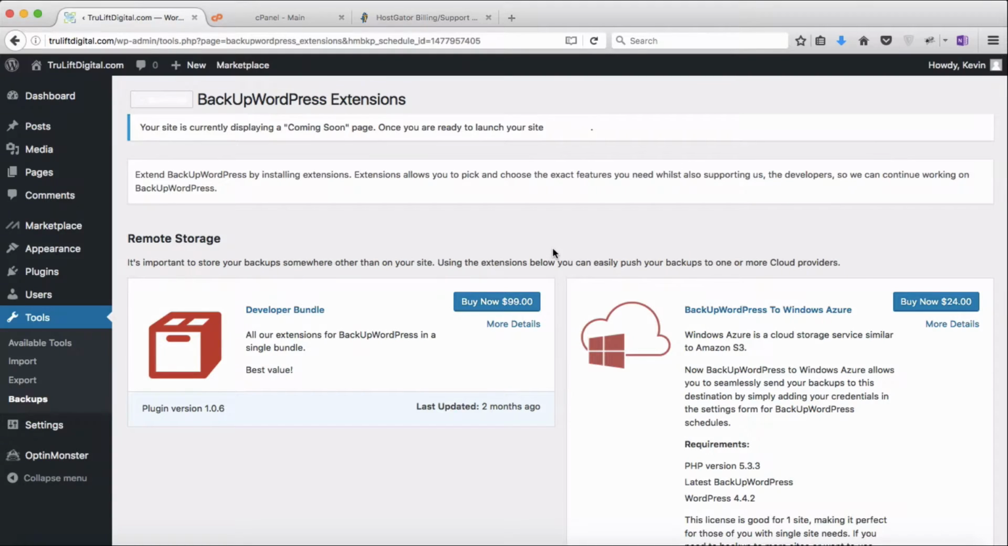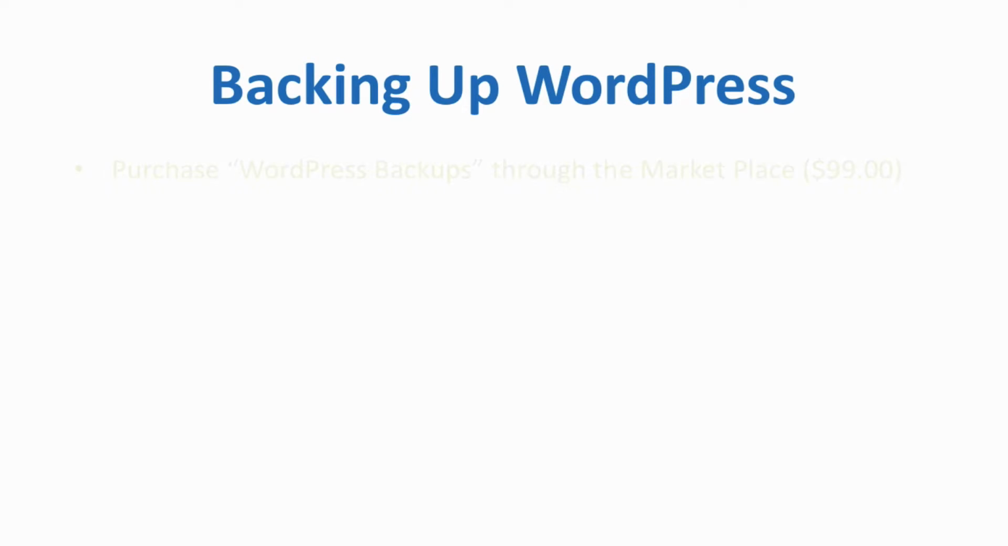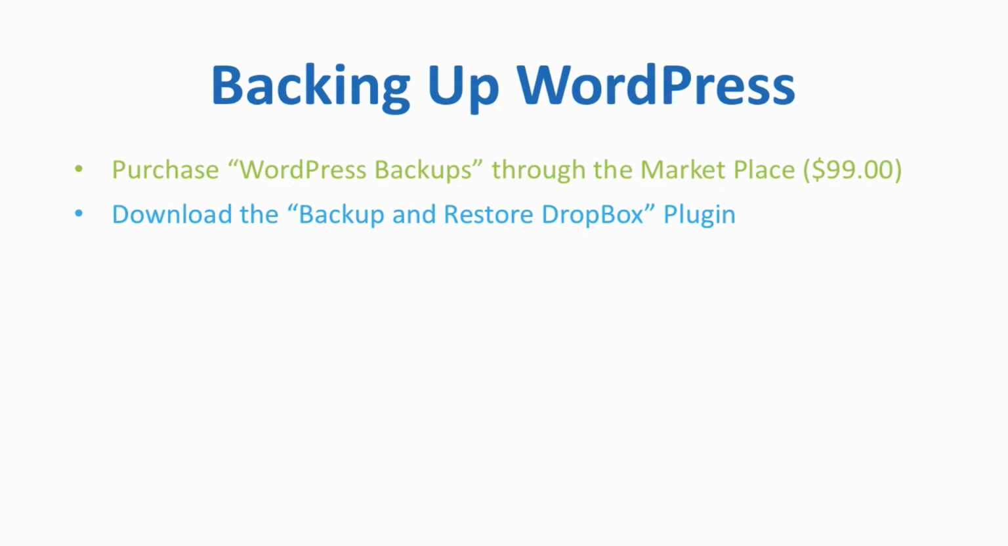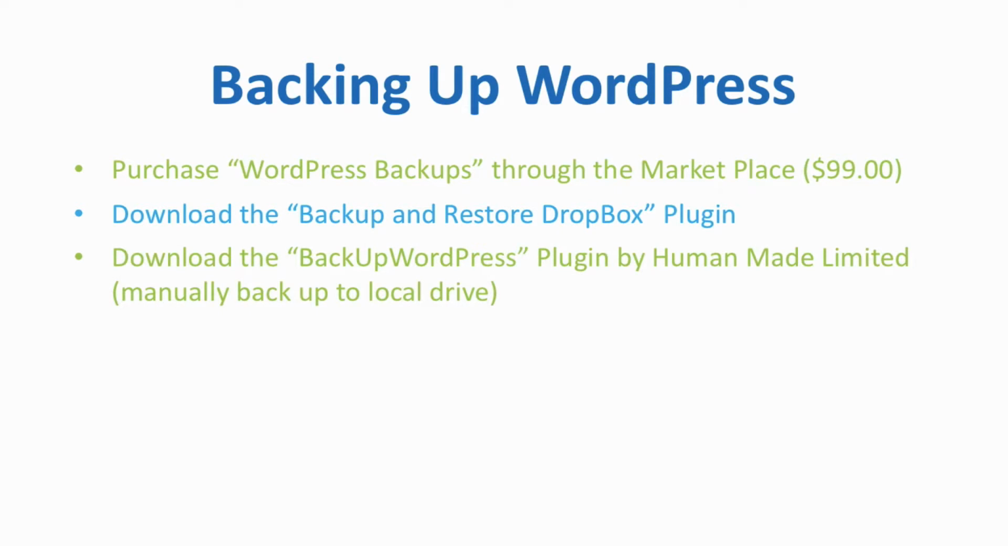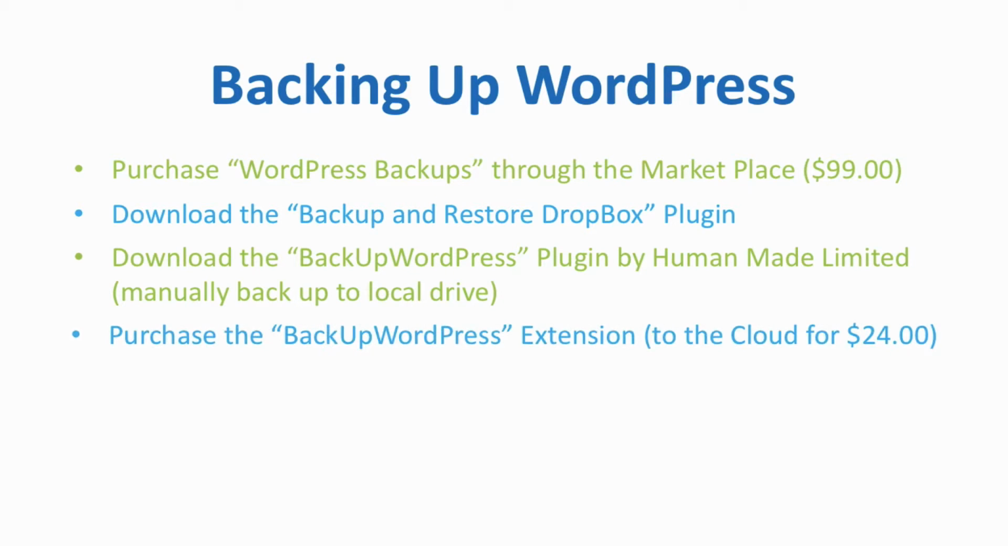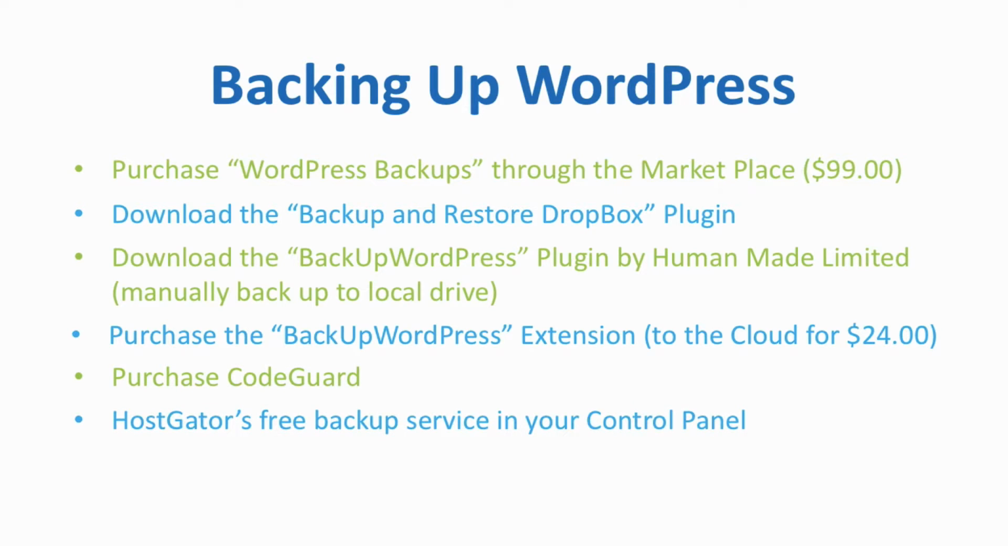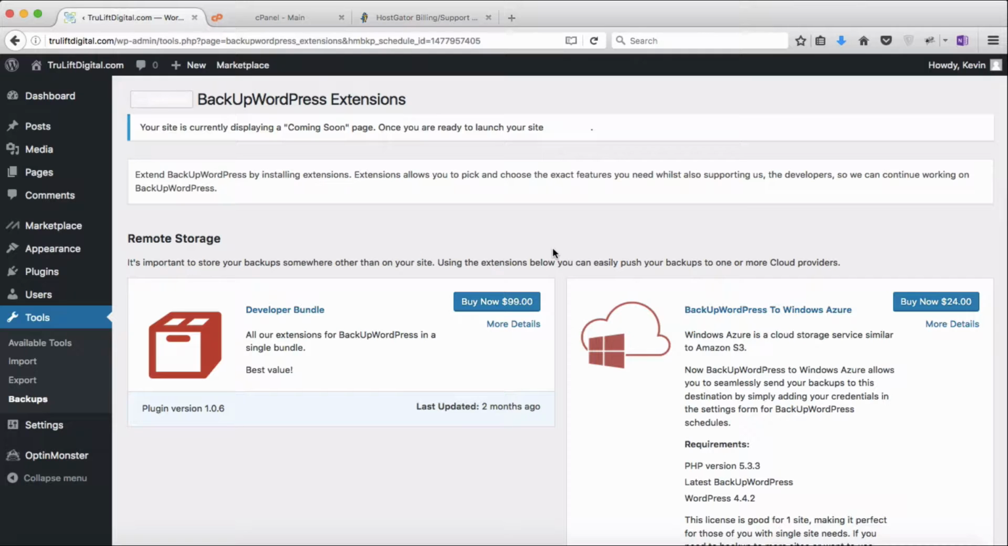So that's it for backups. You've got multiple options. Purchase WordPress backups through the marketplace for $99, download the Dropbox plugin, download the BackUpWordPress plugin and manually backup to our local hard drive, the route that I'm going, purchase the BackUpWordPress extension to back up to the cloud for $24, purchase CodeGuard, or use HostGator's free service in your control panel. Plugin 3 done. Let's get number 4.